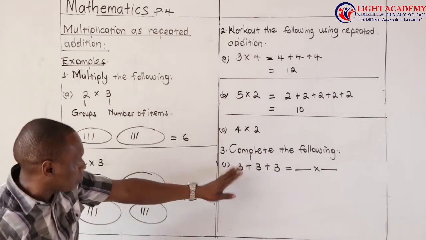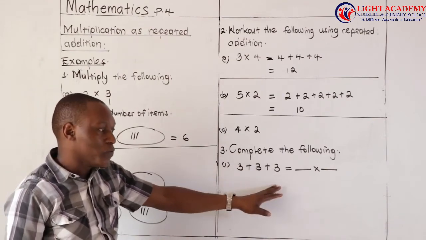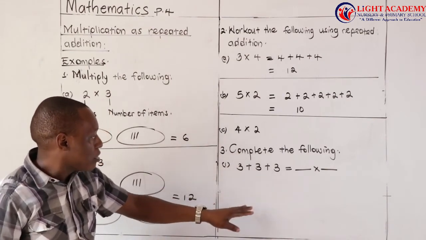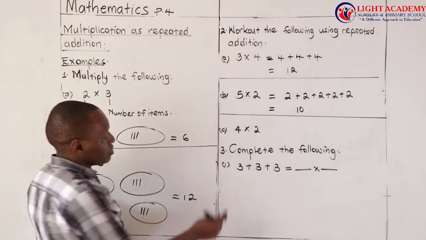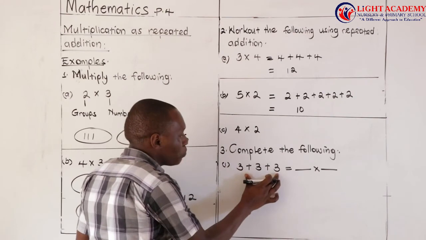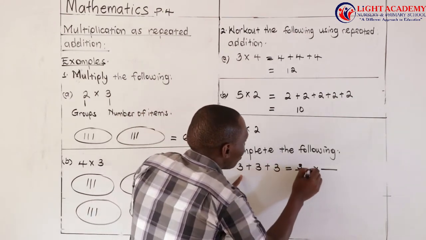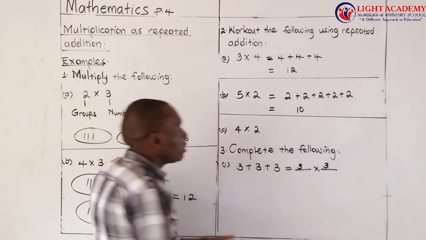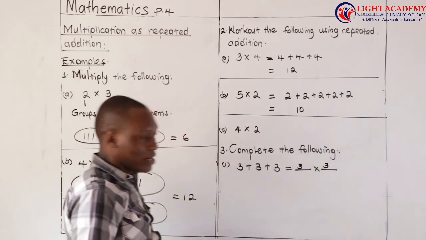The statement is written with numbers added. 3 plus 3 plus 3. What does this one mean? How many groups of 3 am I seeing? I'm just having 3 groups of 3. So this one means we shall have 3 multiplied by 3. Meaning there are 3 groups, but in each group there are 3 items added.